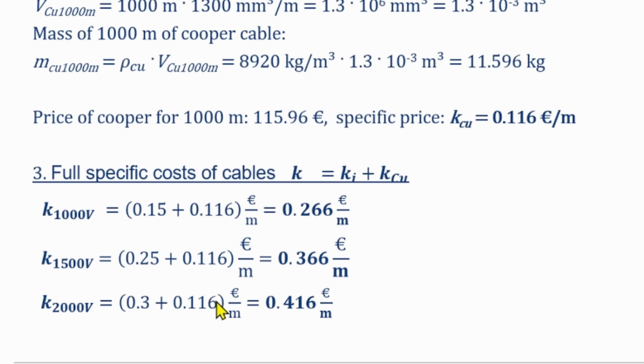inside, the conductor inside. So we have here final costs for the 1000 volt option is 26.6 cents per meter. For the 1500 volt option is 36.6 cents per meter. And for the 2000 volt option, it's 41.6 cents per meter.